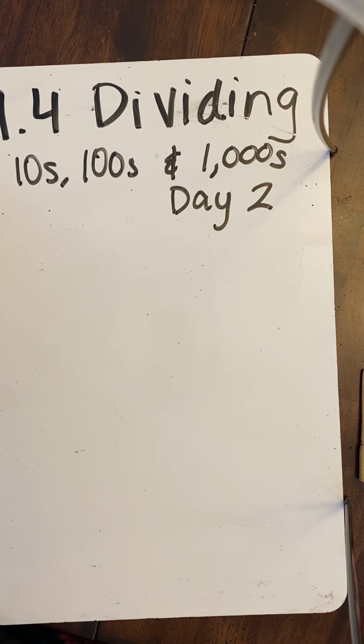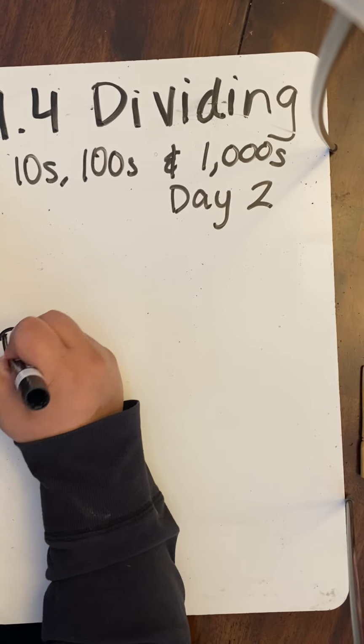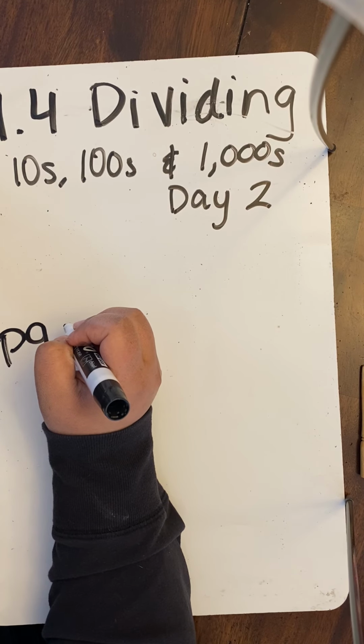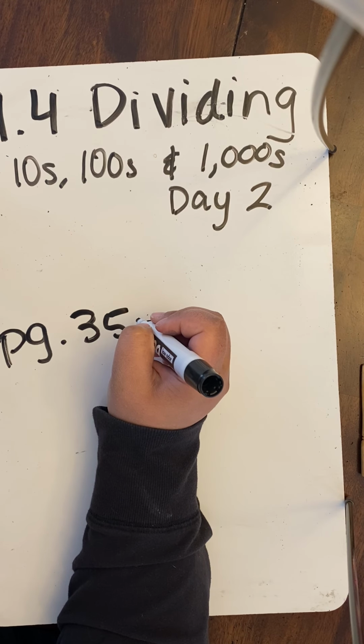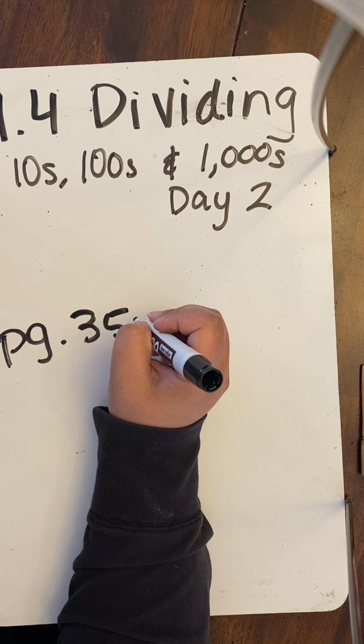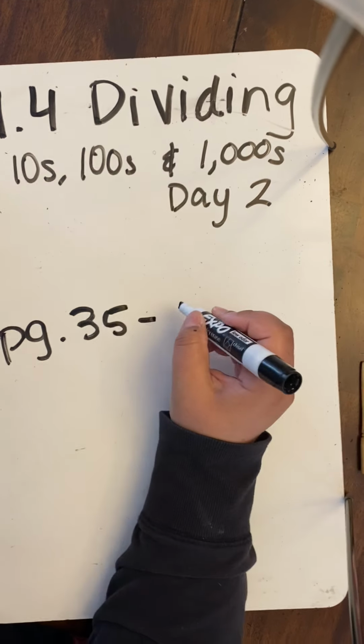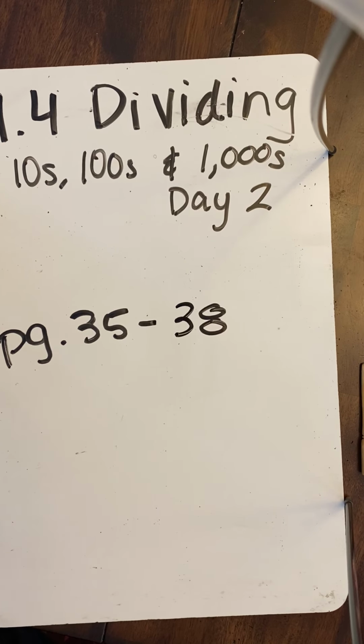And now we're at the end of day 2. Go ahead and do your workbook pages. Your workbook pages are page 35 to 38. But since it's day 2, you should have already done a couple pages of that. So just make sure it's all done now. And then we are done with lesson 9.4, dividing by tens, hundreds, and thousands.